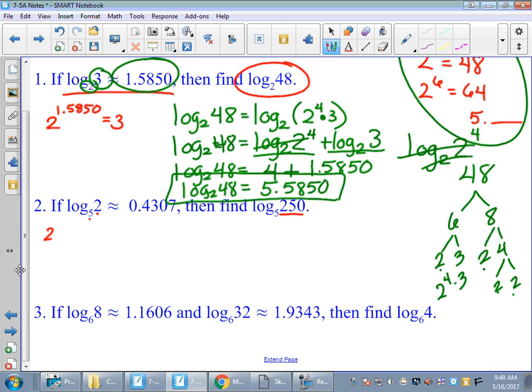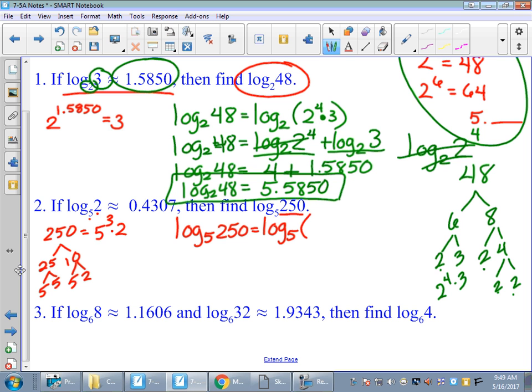So again, off to the side, I'm going to do some preliminary breaking down. 5 times 5, 5 times 2, and there we have it. 250 is 5 cubed times 2. So instead of writing 250, I'm going to write 5 cubed times 2. So we start off with our label. Log base 5 of 250 is equal to log base 5 of 5 cubed times 2.